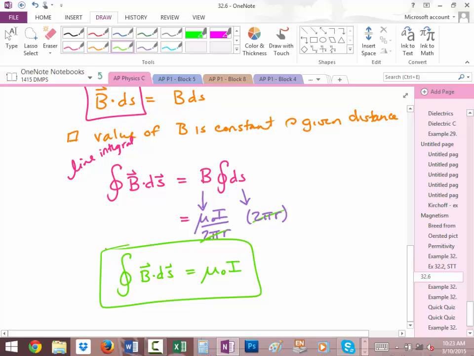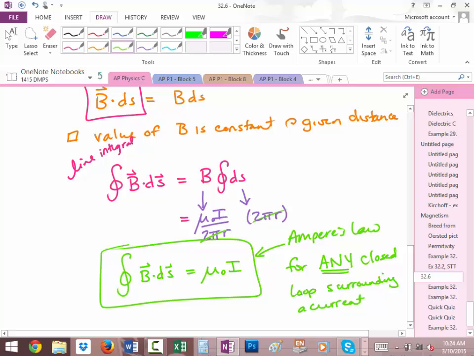Now, this derivation came from just looking at a circle around a line. But the fun piece of it, and this is where it gets more interesting, is that this rule we call Ampere's law holds for any closed loop that surrounds a current. Any closed loop surrounding a current.